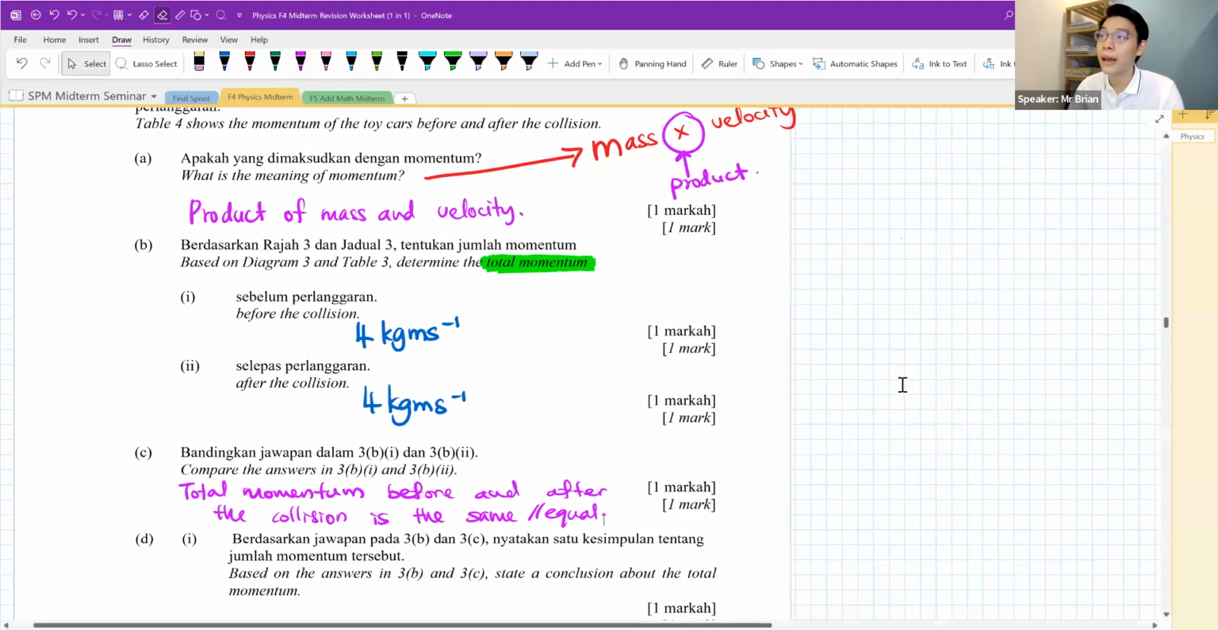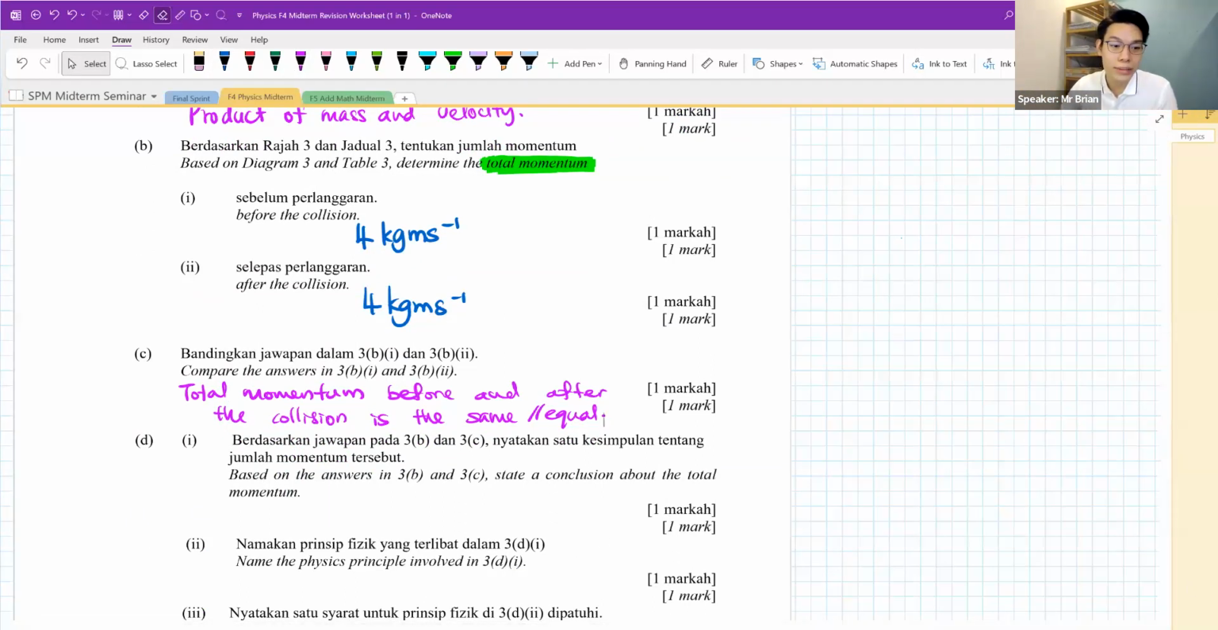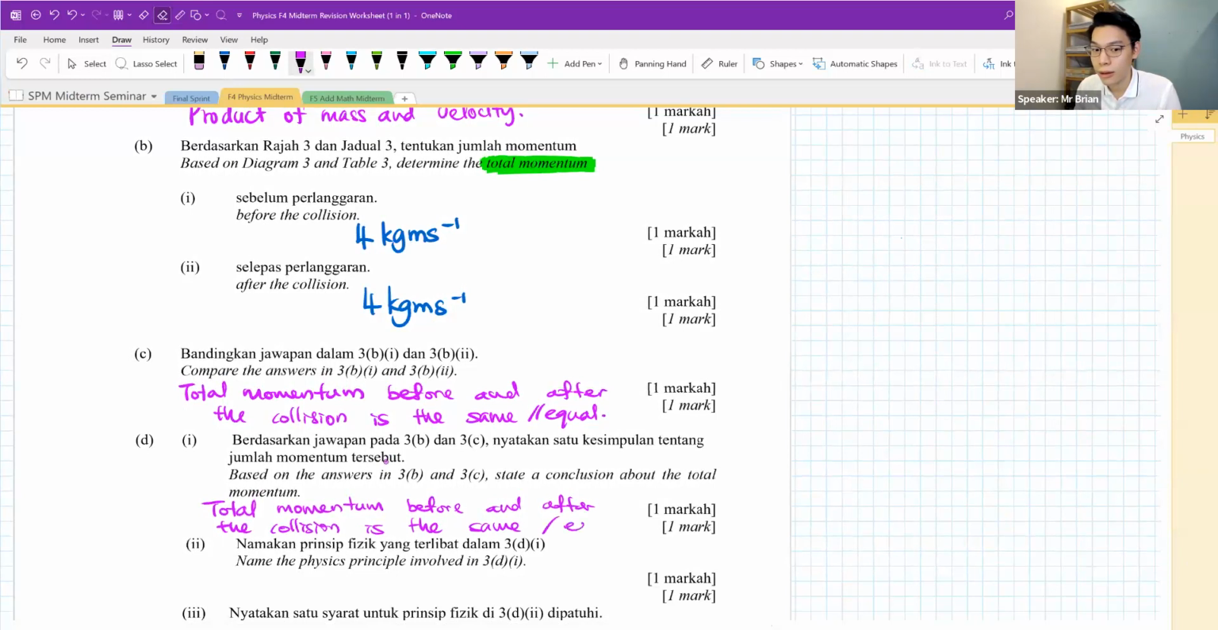Right? We compare. Compare, usually you say, are they the same, or is it bigger, or is it smaller, that kind of thing. Okay, state a conclusion about the momentum. Actually, this one also the same. The conclusion that I can make is total momentum before and after the collision is the same. That's my only conclusion I can get. Okay, the principle, yes, the principle will be in the next part here.